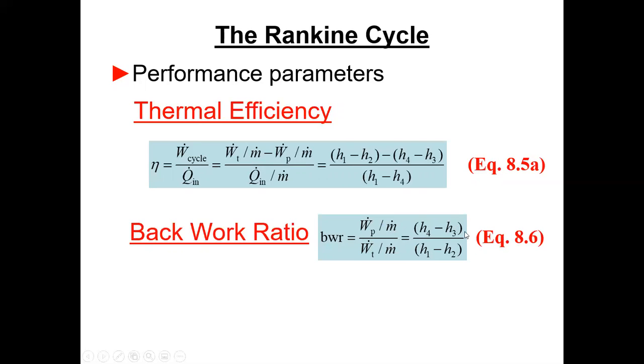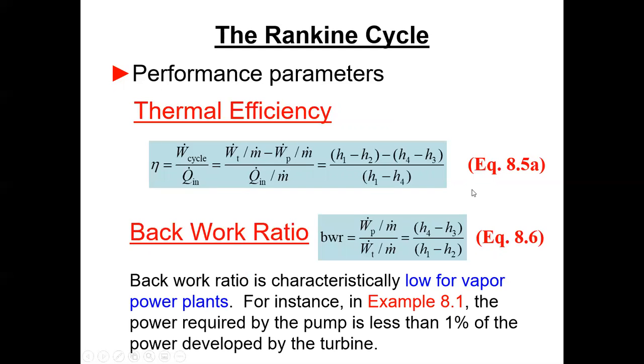Like I said, this is typically, the pump is a very small percent of the work created by the turbine. Back work ratio is characteristically low for vapor power plants. For instance, in example 1, the power required by the pump is less than 1% of the power developed by the turbine. That's one of the real positive features of the Rankine cycle. It's easy to pump liquid, which is virtually incompressible.